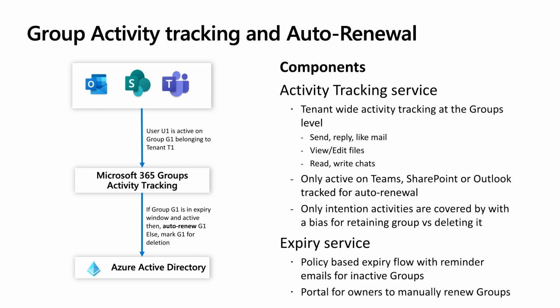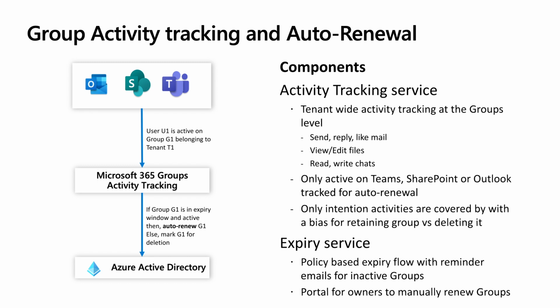So let's assume that there's a user who belongs to a group in tenant T1, and this user is using the group across Outlook, SharePoint, and Teams. So every time any of the users in the group are using this group, either in Outlook or in SharePoint or in Teams, their activity data is continuously tracked. And what we do next is look at the tenant policies. Let us assume that the tenant has defined a policy of 90 days. Now we look at groups that are due for expiry in the next 90 days, and then we look to see whether this group has been active or not. So the activity tracking system tells us whether the group has been active or not in the last 90 days.